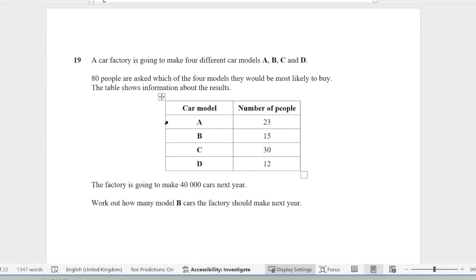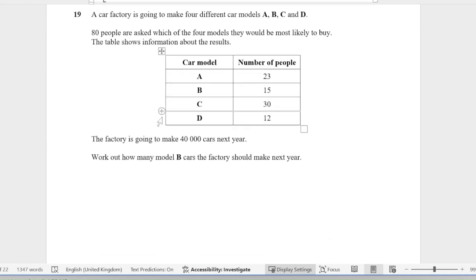Okay, and question 19. A factory is going to make 4 different car models, A, B, C, and D. 80 people are asked which of the 4 models they would be most likely to buy. This table shows information about the results. The factory is going to make 40,000 cars next year. Work out how many Model B cars the factory should make next year.